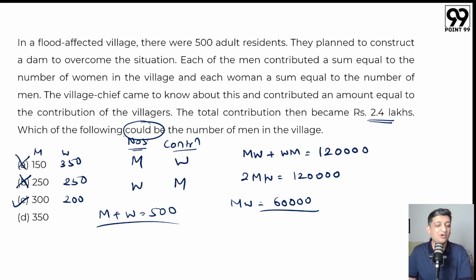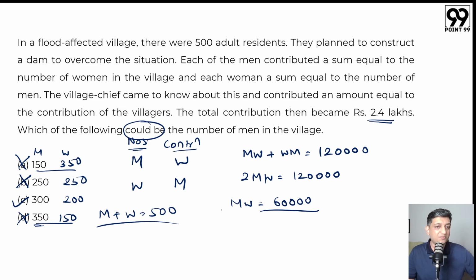The question is about possibilities, so only one option has to be correct. And if this is 350, then of course the number of women becomes 150. We again have the same case as we had in the first option. So even this will not be the right answer. So the correct answer to this question is going to be option C, that is 300. The number of men could be 300 or 200. We can also solve this by making it a quadratic, but that will be slightly painful.